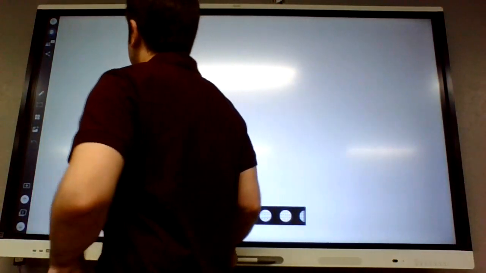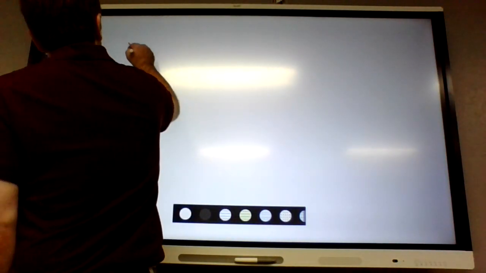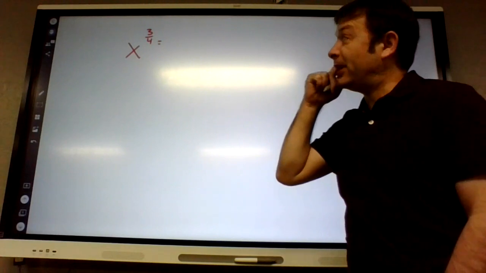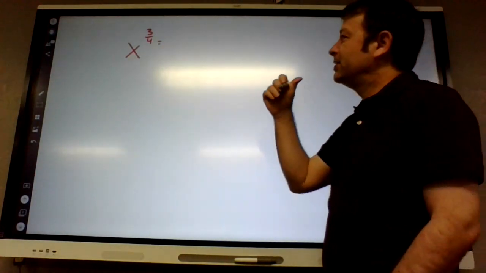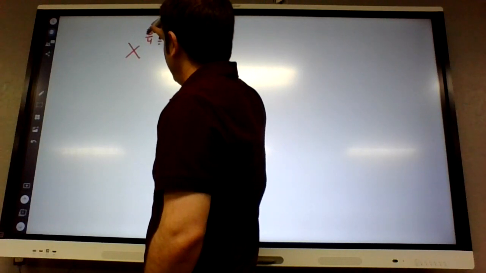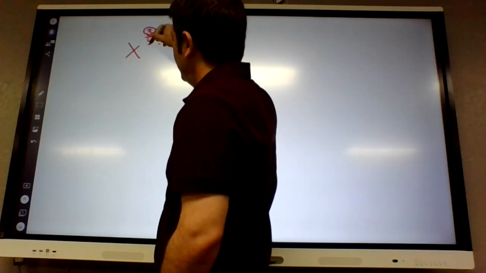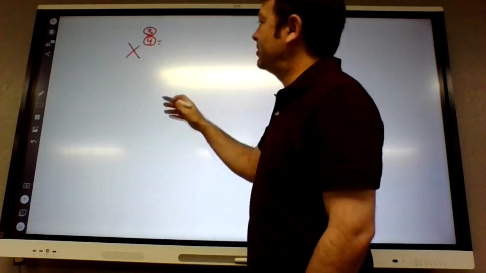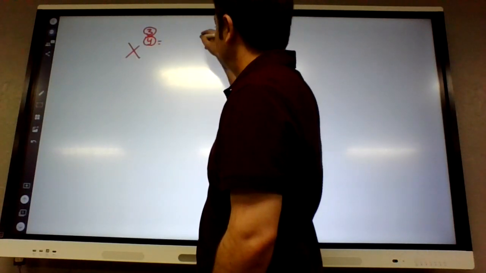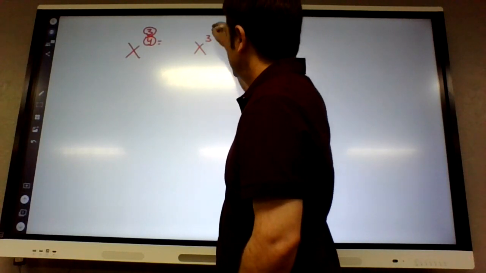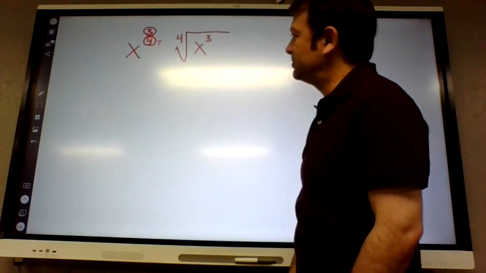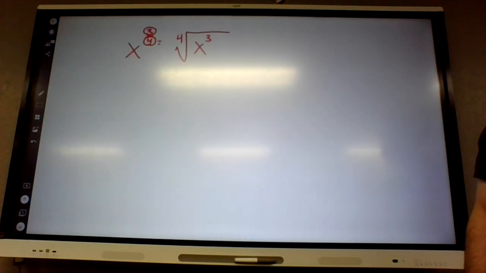Today we're talking about rational exponents. You guys might remember this, I don't know. Let's do x to the 3/4. When you have a fraction in the exponent, the top number is like a power, and the bottom number is like the root. So x to the 3/4 is the same thing as x cubed, and 4th root of that. That is the pattern.